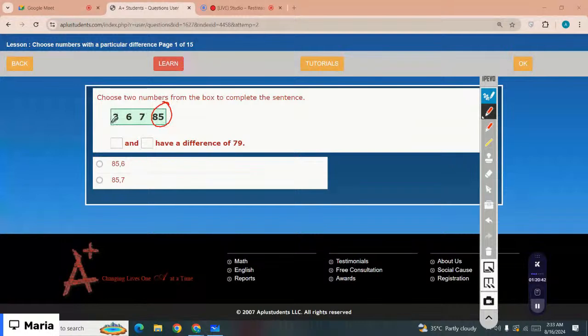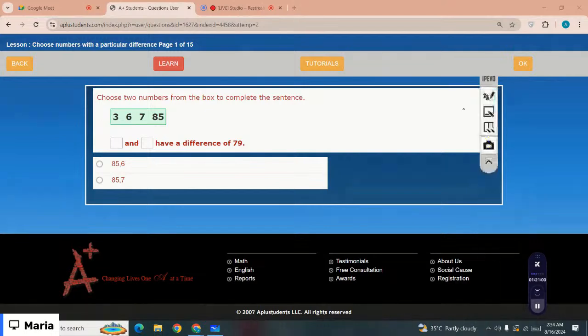So that's not 3. Start with 6. 85 take away 6. You need to borrow. 15 take away 6 is 9. Yes, the correct option is 85 and 6. Option number 1 is the correct option.